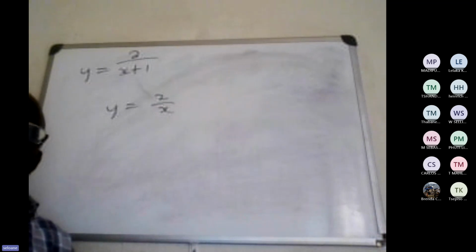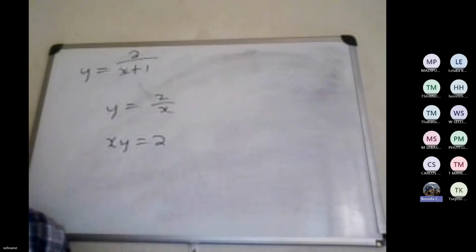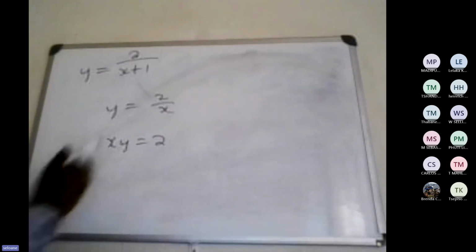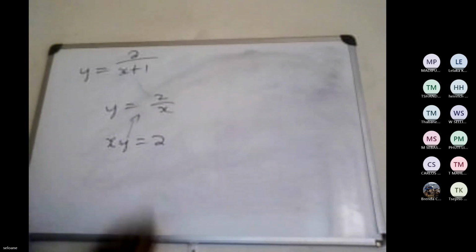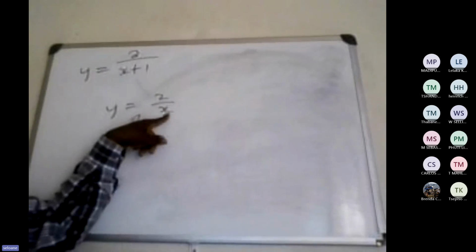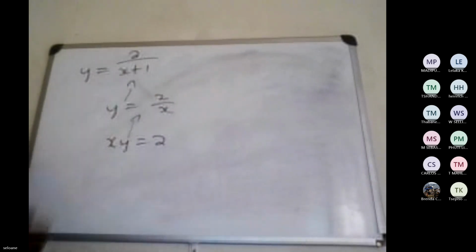Can you sketch this? That is, the mother graph is xy equal to 2. Then if you make y the subject of the formula, it becomes this. Now from there, you take this and replace x by x plus 1, then it becomes this.